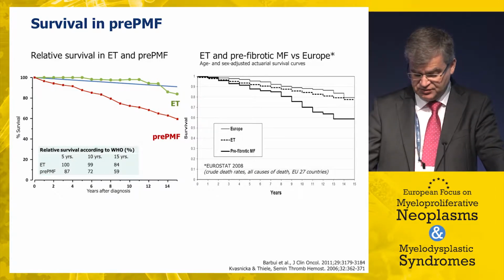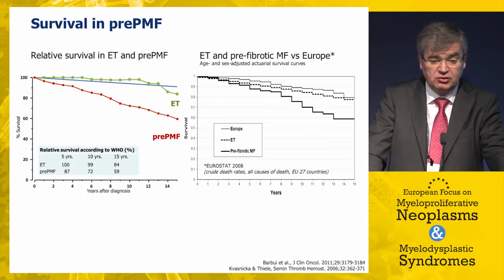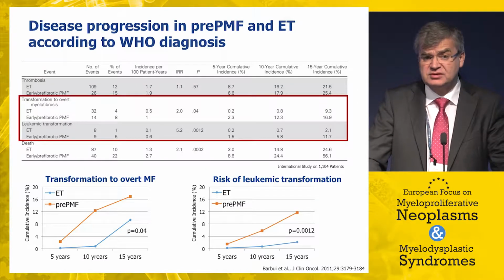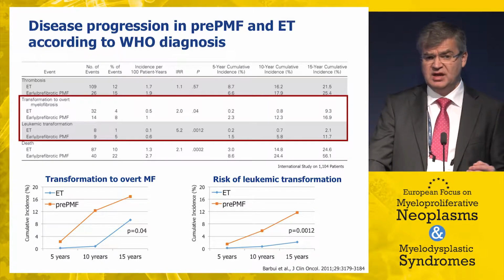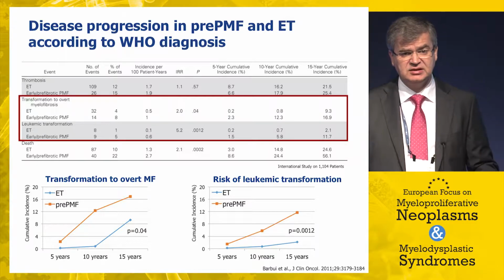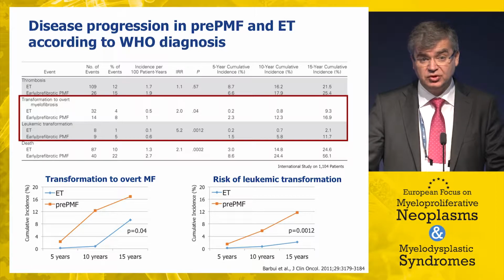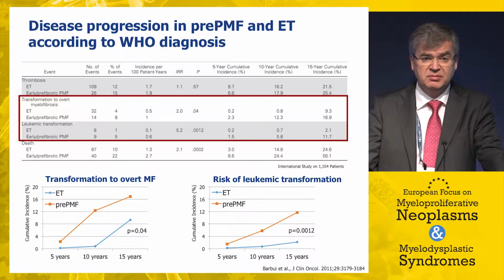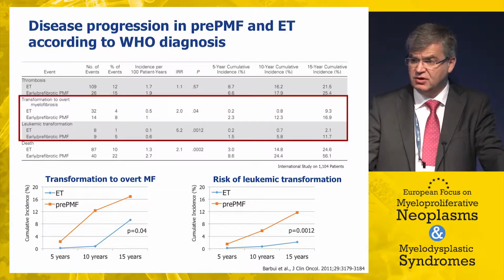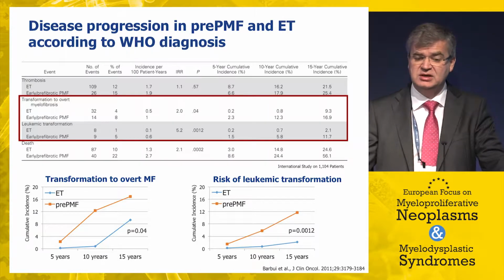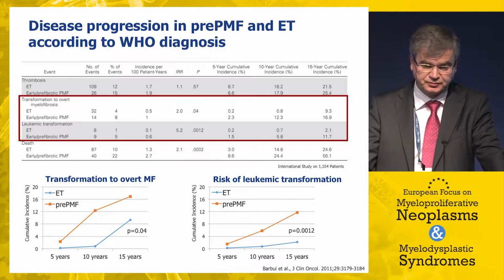These are our own data, also data from Italian groups, and this has been confirmed also by Austrian study groups. And we see different risks of myelofibrotic transformation. So in other words, prePMF is not a stable disease, it is a dynamic disease. Unfortunately, we cannot predict the speed, and we cannot predict the time point of progression to overt myelofibrosis. But overall, the bottom line is the risk of overt myelofibrosis and also the risk of developing blast phase or acute leukemia is much higher in prePMF than in essential thrombocythemia.